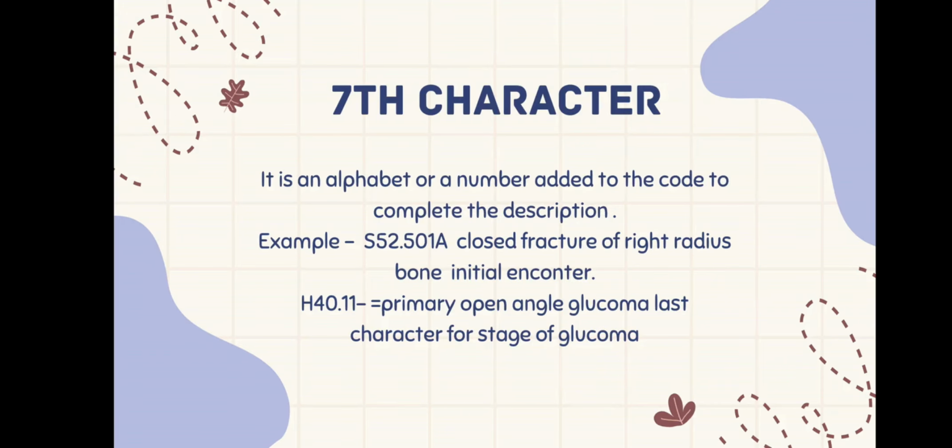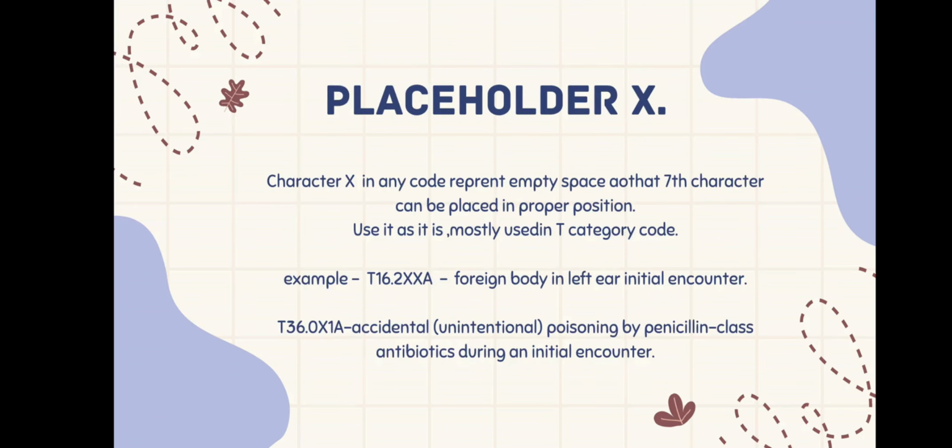Now let's learn about the seventh character. The seventh character gives extra information about the condition. This is an alphabet or a number added to a code, in code S52.501A. The last letter A is the seventh character. This shows the patient is receiving active treatment for the injury. Another example is glaucoma code H40.11. Here the last character 1, 2, 3, 4 shows the stage of the disease, which can be mild, moderate, or severe stage of glaucoma.